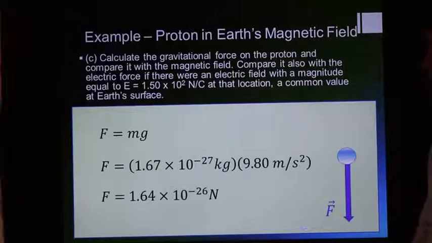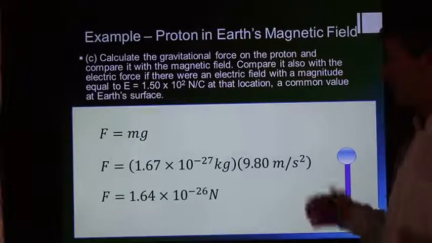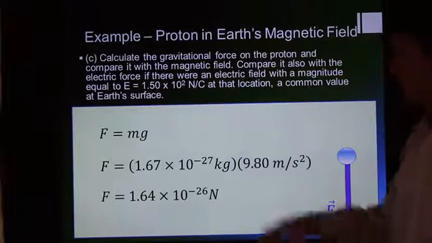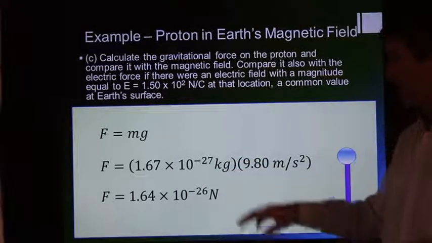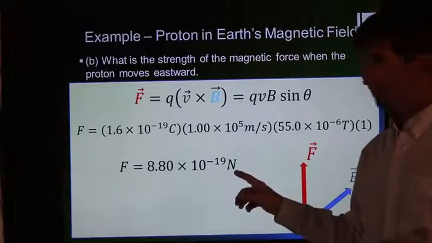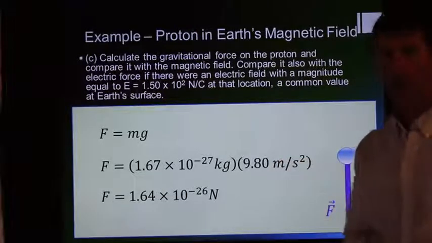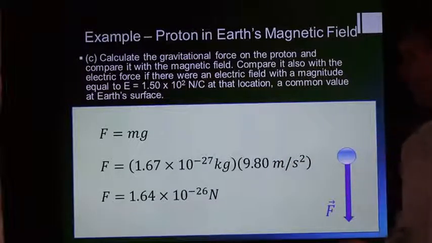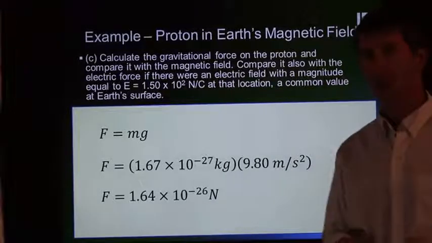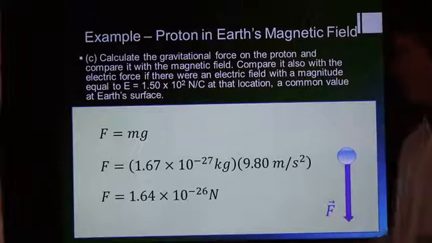Calculate the gravitational force on the proton. Well, that's easy. We'll assume that the acceleration of gravity up there is about 9.8 meters per second squared. We multiply it by the proton's mass. We get a much smaller force. The force due to the magnetic field, 10 to the minus 19, is over 1,000,000 times greater than the force due to gravity. So certainly the proton is going to be influenced by the magnetic field much more.